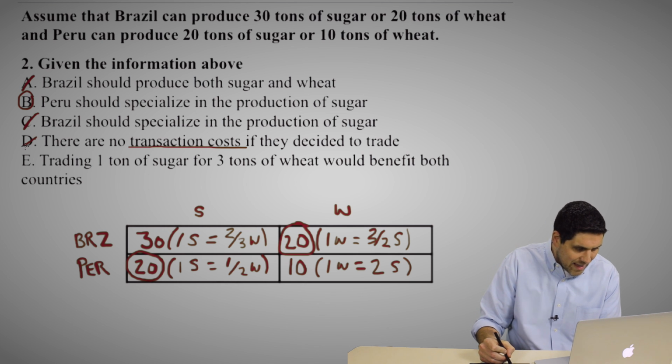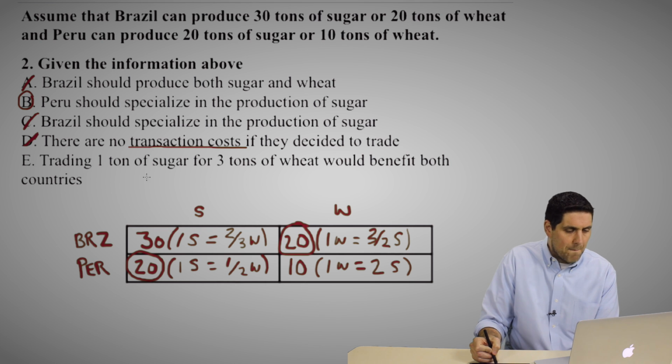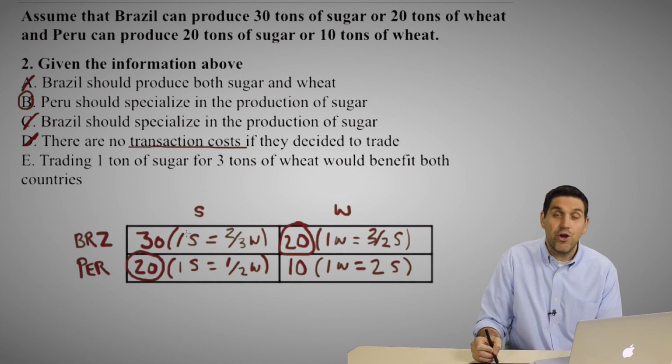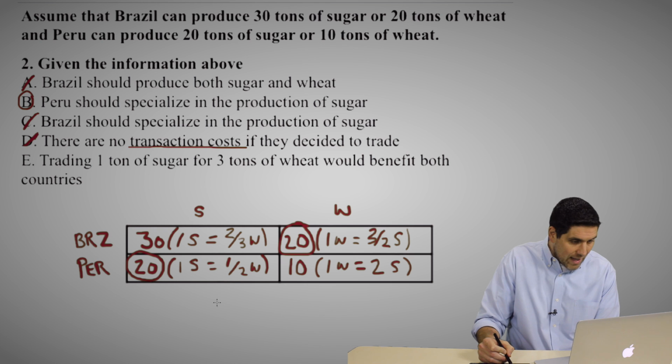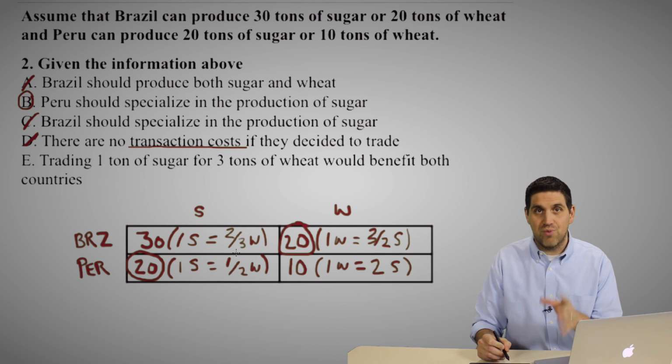We don't know anything about that. And in E, trading 1 ton of sugar for 3 tons of wheat would benefit both countries. This is something called terms of trade, and it's the wrong answer. This is not right because you already know the answer is B. But let's talk about terms of trade for a second.